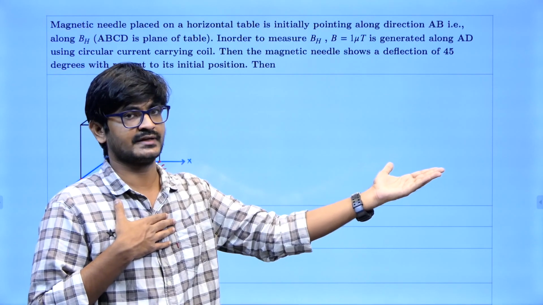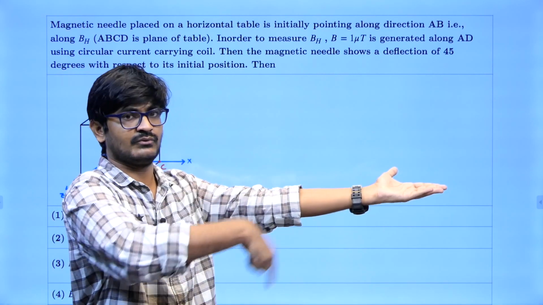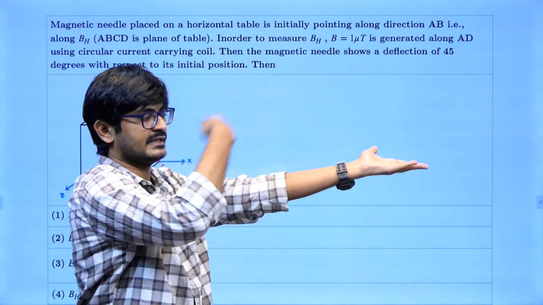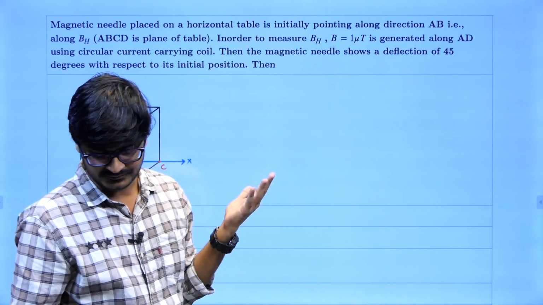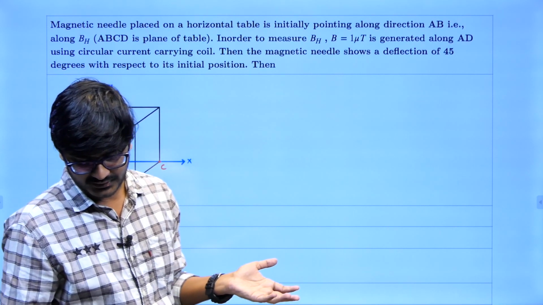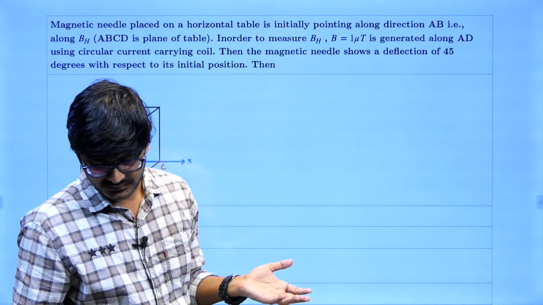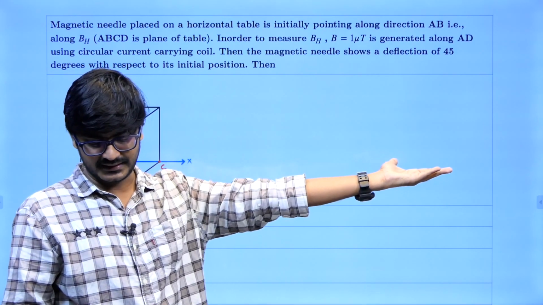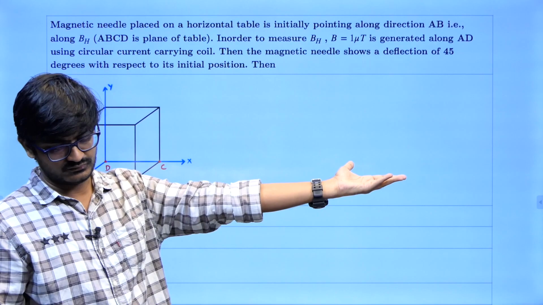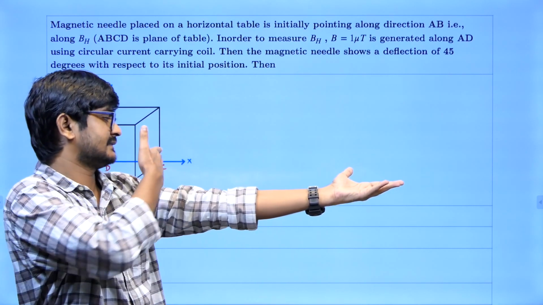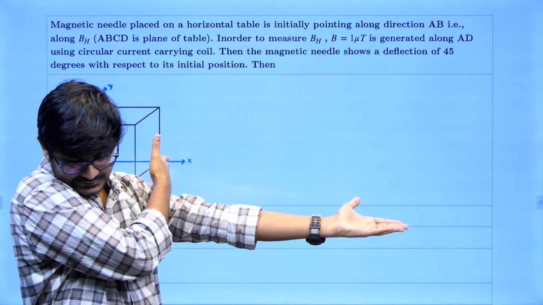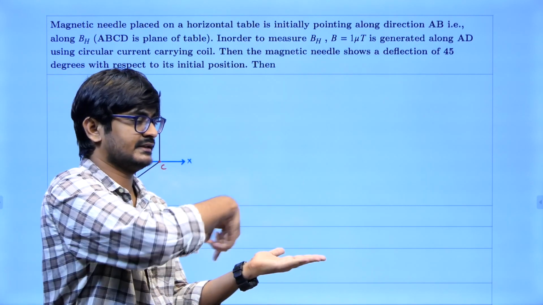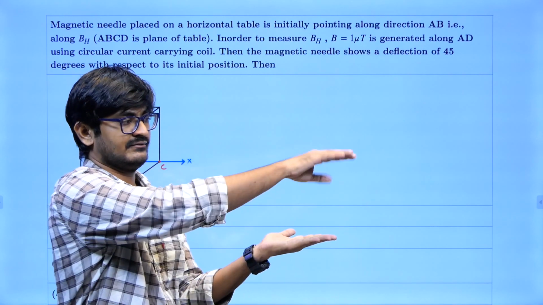Now I am not bothered about the vertical component because the needle can't rotate in this direction. Whatever needle I take can rotate only in this plane. Now in order to measure BH, we are creating some magnetic field, in addition to this horizontal magnetic field, whose value is 1 microtesla along this direction. So initially when I am holding the magnetic needle, it was pointing in this direction, because obviously the magnetic field is in this direction.